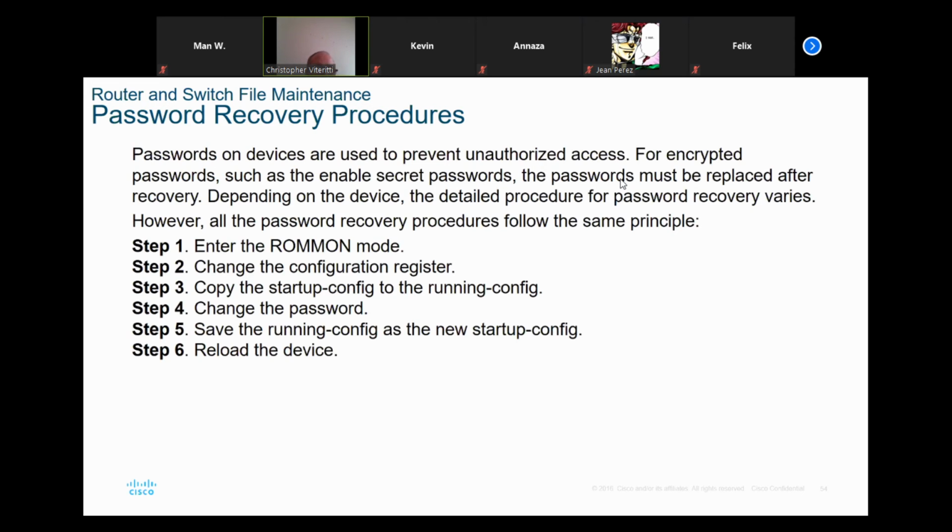Have fun with that. Anyway, for encrypted passwords, such as the enable secret password, passwords have to be replaced after recovery. Depending on the device, the detailed procedure for password recovery varies. All right, all password recovery procedures follow the same basic principle. You power down, you power up, enter ROM monitor on routers. That's, like I said, by using Alt-B in Tera Term or PuTTY. Technically, you only have to hit Alt-B once, but you almost never catch it at the right point.